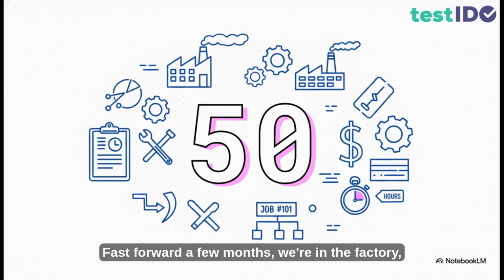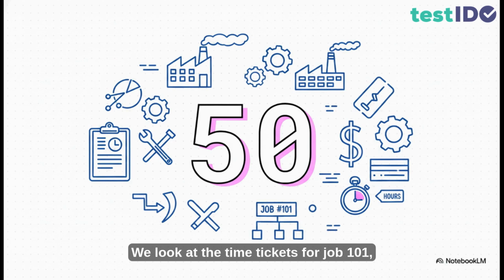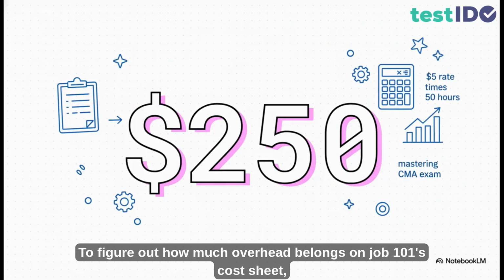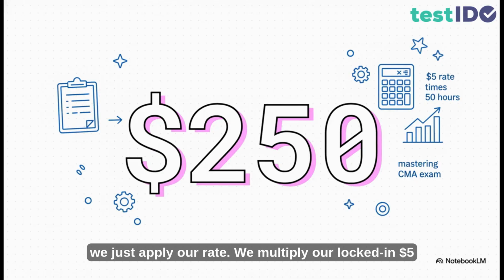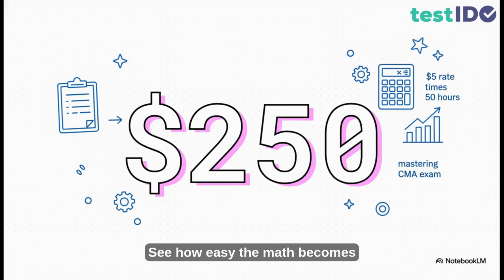Fast forward a few months, we're in the factory, and we just finished working on a specific custom order, Job 101. We look at the time tickets for Job 101, and we see that it required exactly 50 actual hours of direct labor. To figure out how much overhead belongs on Job 101's cost sheet, we just apply our rate. We multiply our locked-in $5 rate by the 50 actual hours worked on that job. 5 times 50 gives us $250 of applied overhead for Job 101. See how easy the math becomes when you break it down step by step?